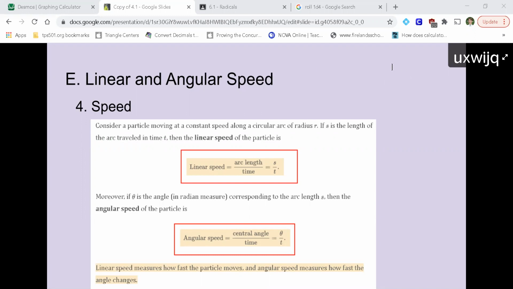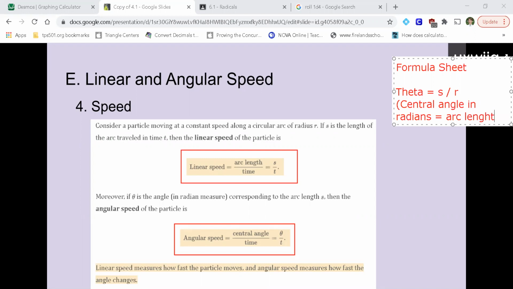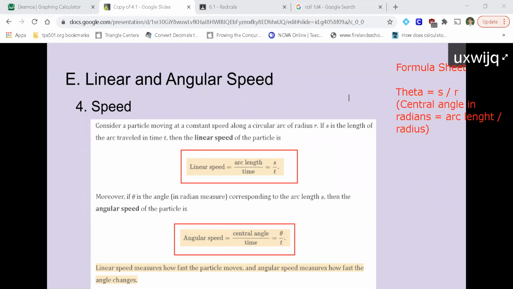So you might start a new page with your formula sheet, just a page where we're putting equations on. So far we have had one, which is theta equals s over r, central angle in radians equals arc length over radius, right? And you might add these two to that formula sheet. Again, you don't have to do that. It just might help you to have all your formulas on one piece of paper for the whole semester.